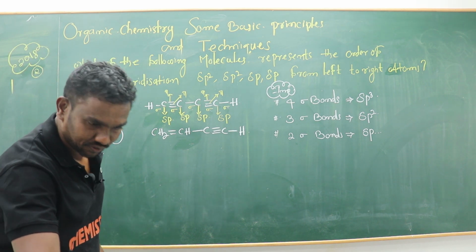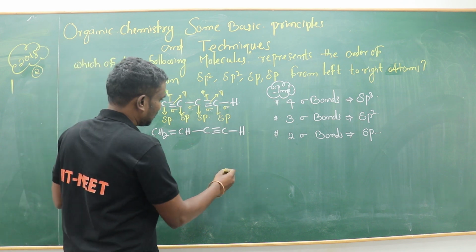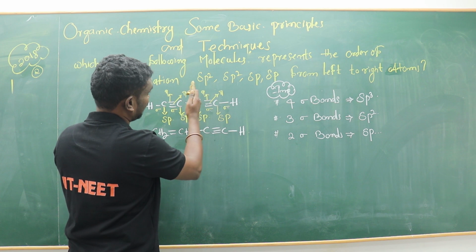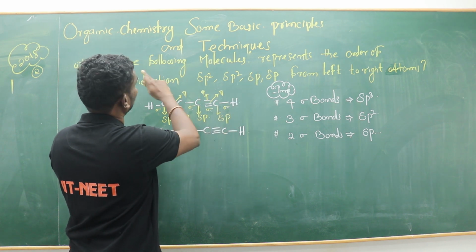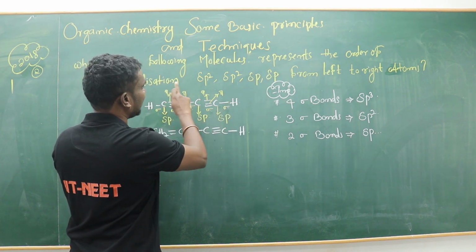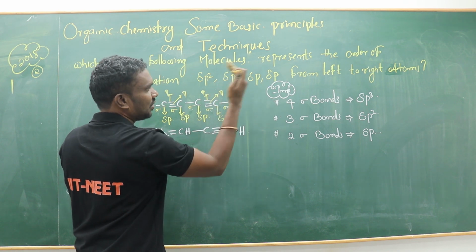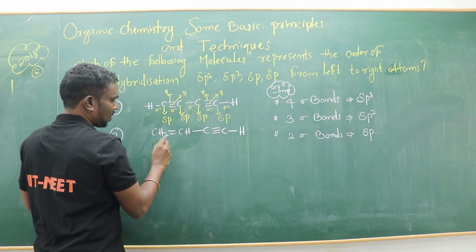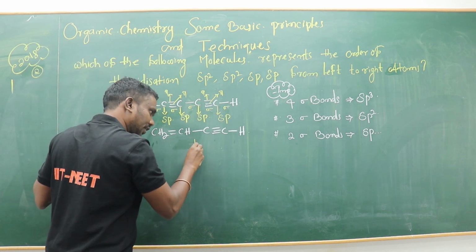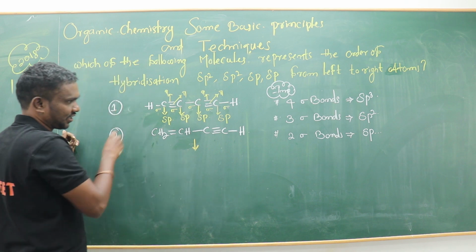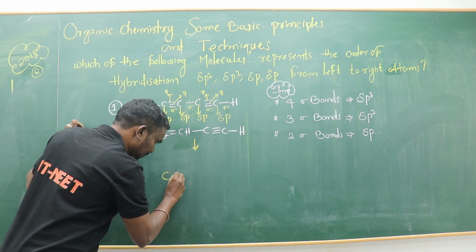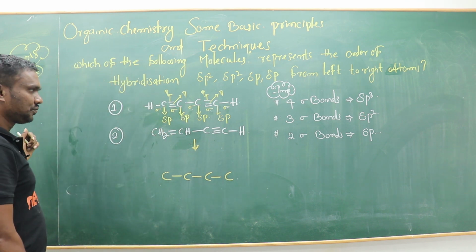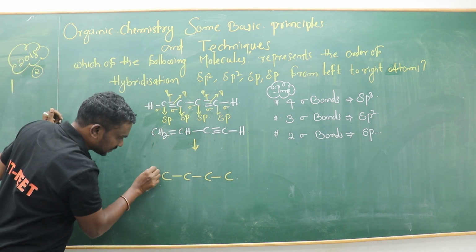See next, observe careful. This option, left to right asked beta, represents what? Which of the following molecules represent the order of hybridization sp2, sp2, sp, sp from left to right? Means like this, right? Chalo. See, observe careful beta. This is the right option actually. I will elaborate this structure actually. See, 4 carbons are there, right? Chalo.